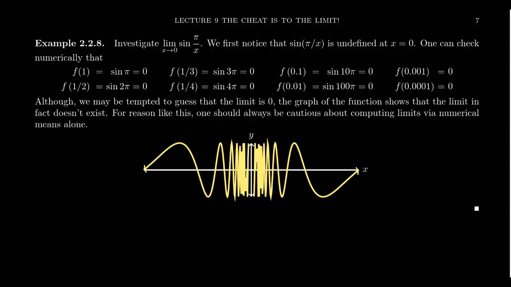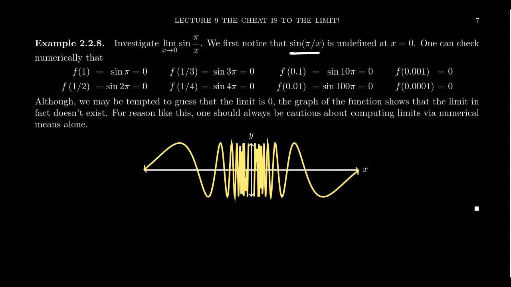Consider the function y equals sine of pi over x. This is often called the topologist sine wave. It is based upon sine, but it behaves in a very different way because you have this division by zero going on right here. You're dividing by x. I want to show you what happens when you get closer and closer to zero. So maybe we're interested in the limit as x approaches zero of sine of pi over x.